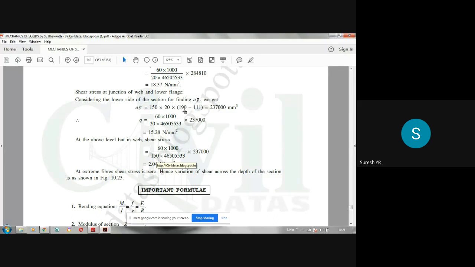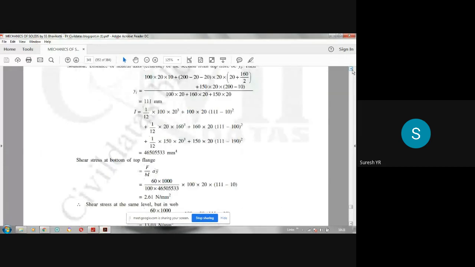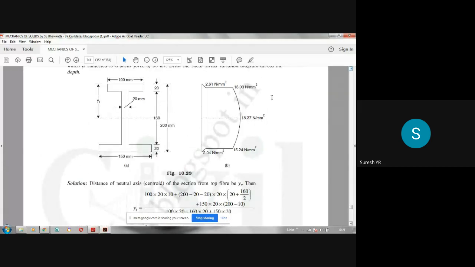Distance I told you, 190 minus 111, which is nothing but your 89. I think it is 89. It is 190 minus 111. Not 180, this is 200. It should be 200, it is not 180. Total is 200. There is a mistake there.